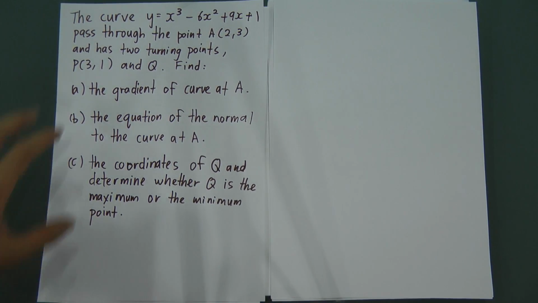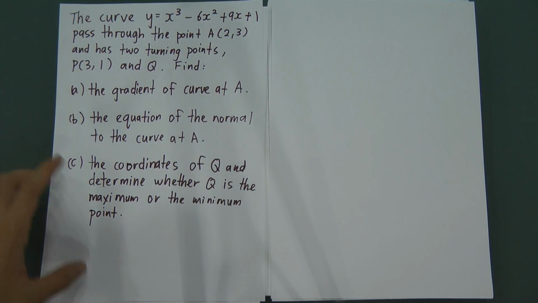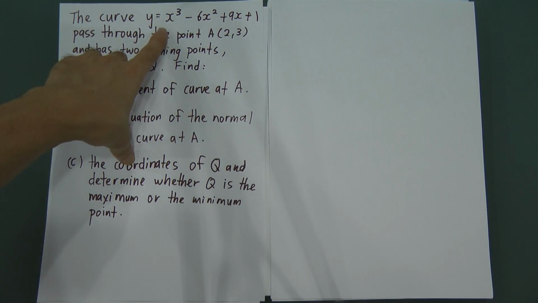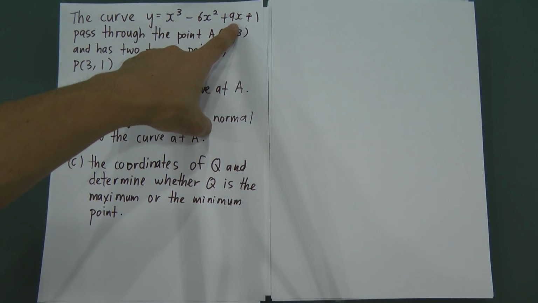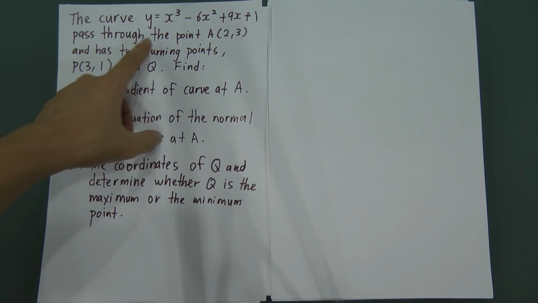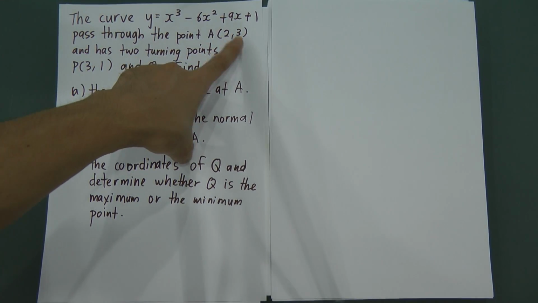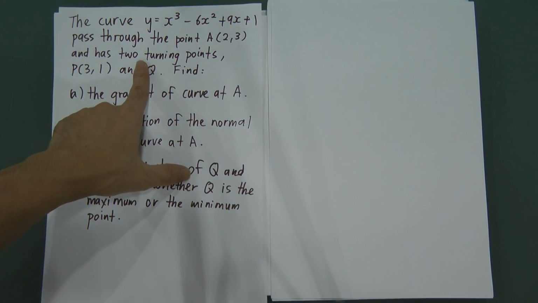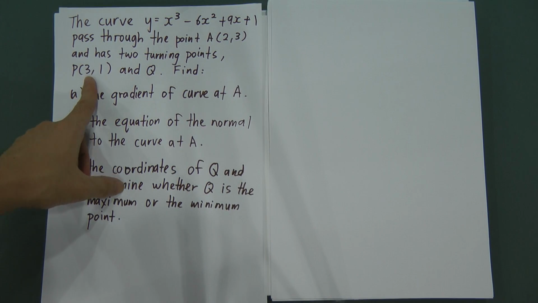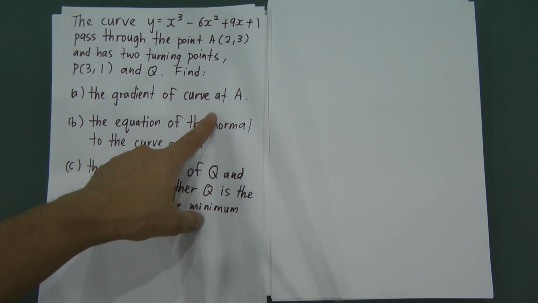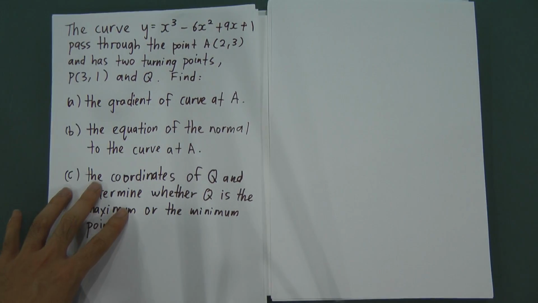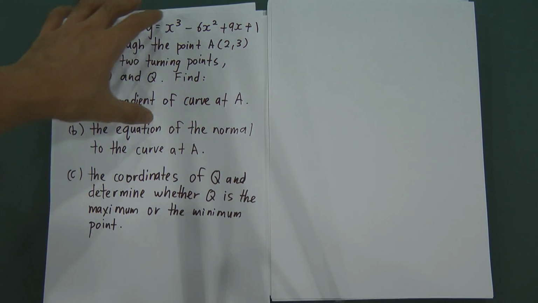Okay, let's have a look at the question. First, it says the curve y equals x cubed minus 6x squared plus 9x plus 1 passes through the point A(2, 3) and has two turning points, P(3, 1) and Q. It asks you to find the gradient of the curve at A. First, you have to understand a few things here.